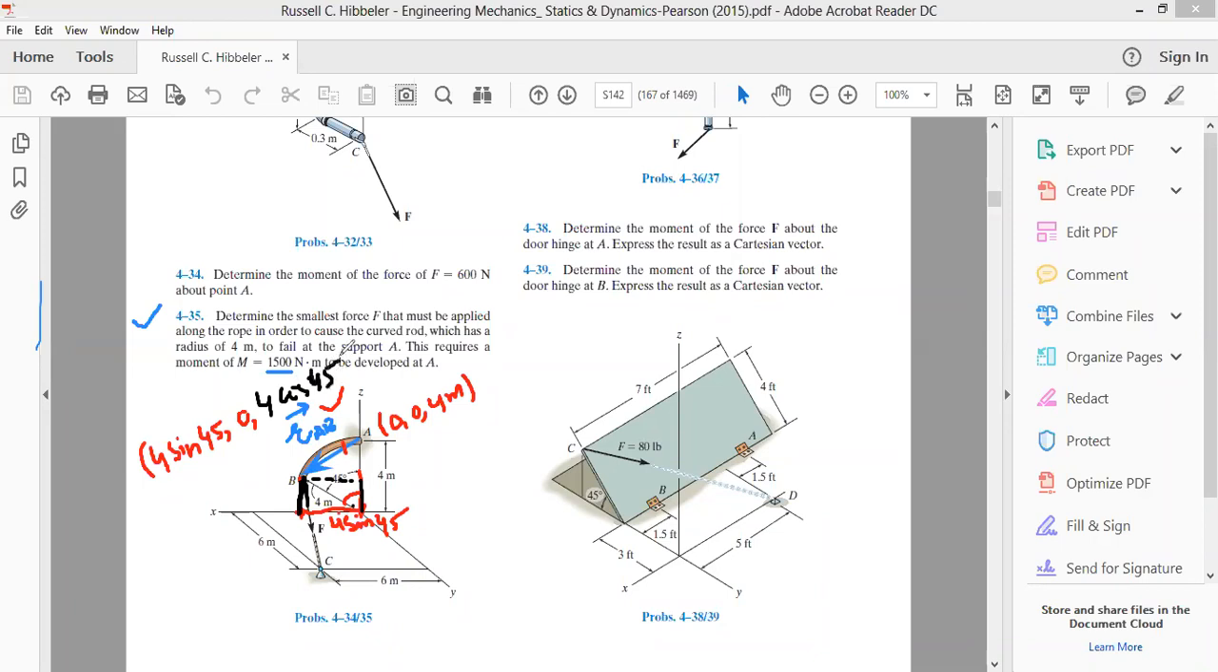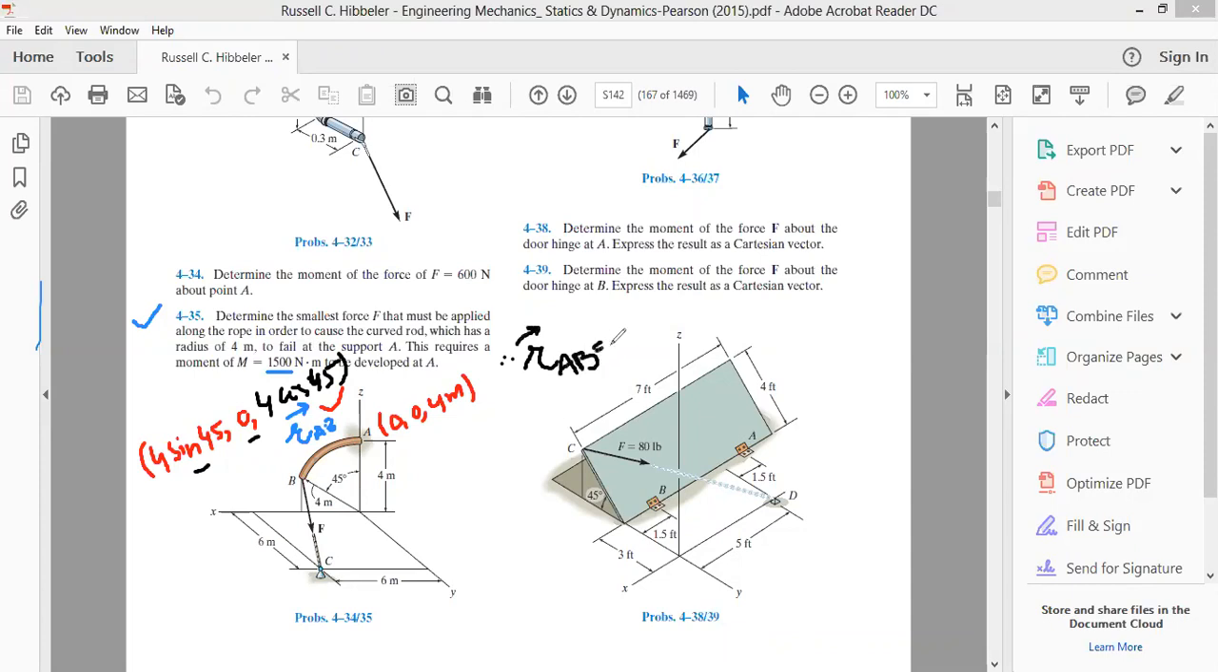So these are the coordinates: 4 sine 45, 0, and 4 cos 45 are the coordinates of point B. After writing the coordinates of point B, we can directly write the position vector RAB.